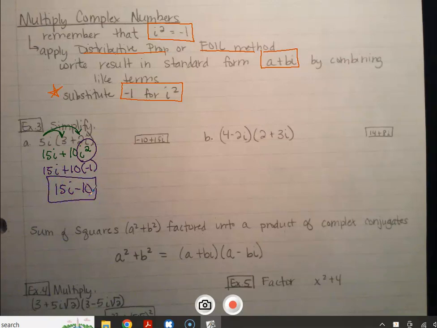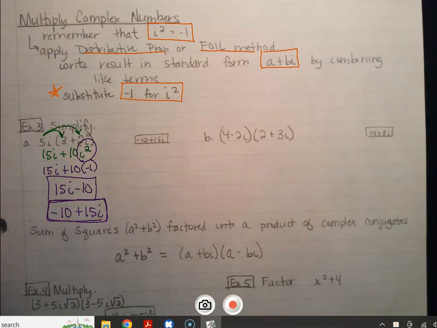Oh, but I don't have it in standard form. Yikes. Let me back that train up then and say it's going to be negative 10 plus 15i. This is that standard form, right? The a plus bi. So make sure you don't forget to do that.